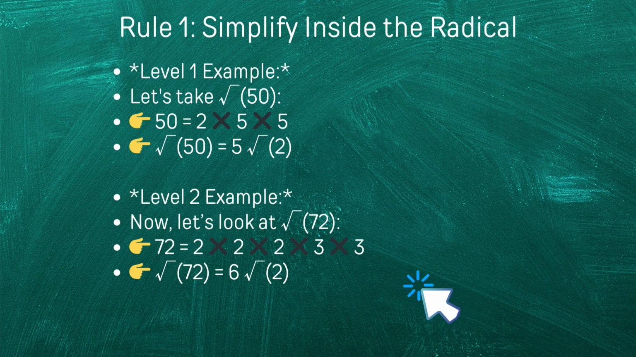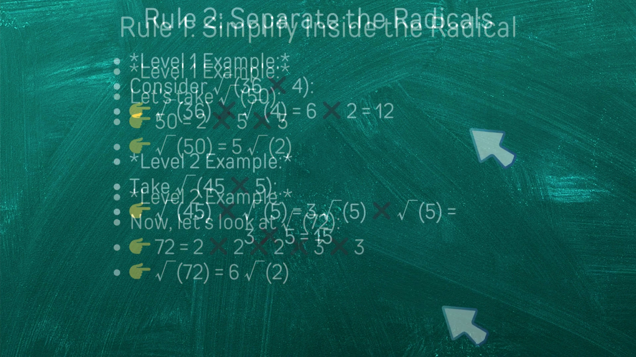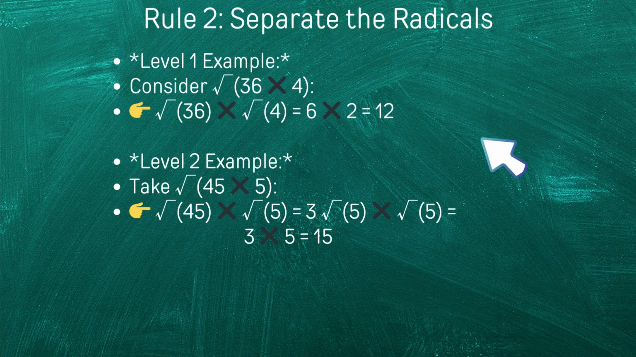For level 2, consider the square root of 72. Break down 72 into its prime factors. 72 equals 2 times 2 times 2 times 3 times 3. We identify the pairs and take them out of the square root, giving us 6 times the square root of 2.